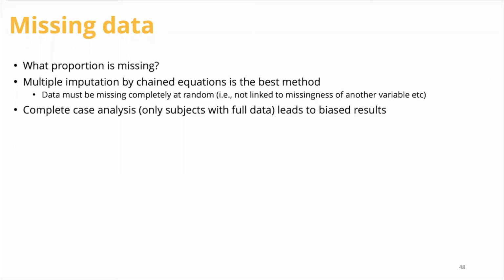What we want to do in the descriptive part of your analysis is to determine what proportion of data is missing. Typically, when you have missing data, you use something called multiple imputation by chained equations. That's the best method to use. But data has to be missing completely at random. In other words, it can't be linked to missingness of another variable. Just note the complete case analysis, where you only analyze subjects with full data, is not typically appropriate because it can lead to biased results.